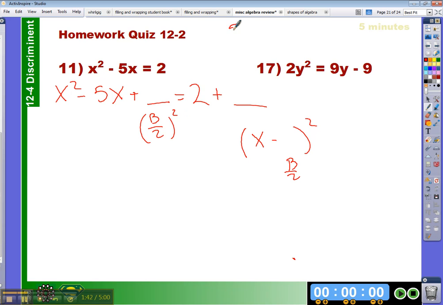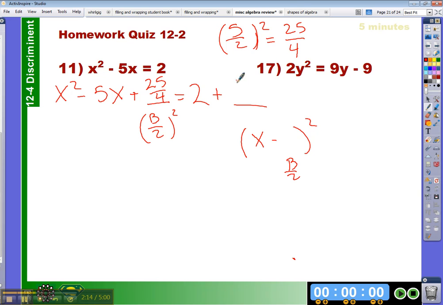So I have 5 over 2, and I'm going to square it. And what do I get when I square 5 over 2? 6.25. But we're going to keep it in fractional form. We're going to keep it as 25 over 4, because 5 squared is 25, 2 squared is 4. So I can start plugging things in. b divided by 2 squared is 25 over 4.